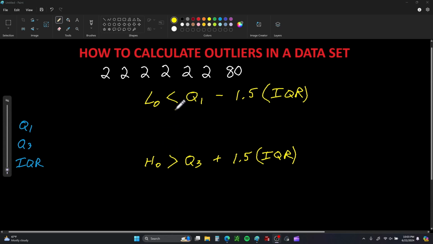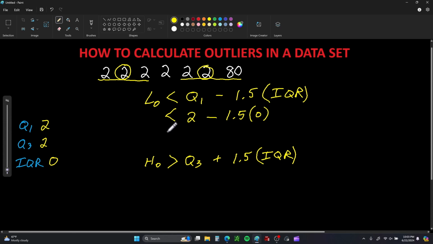So for the low outliers, they're numbers that are less than Q1. Well, Q1, if I look here, is a 2. I'll put that there. Over here, Q3 is also a 2. That makes my IQR 0. So now we'll substitute. So Q1 is 2 minus 1.5 times the IQR, which is 0. So 2 minus 0 is just 2. So low outliers are numbers smaller than 2. Well, over here I can see I don't have a number that's less than 2. So there are no low outliers.